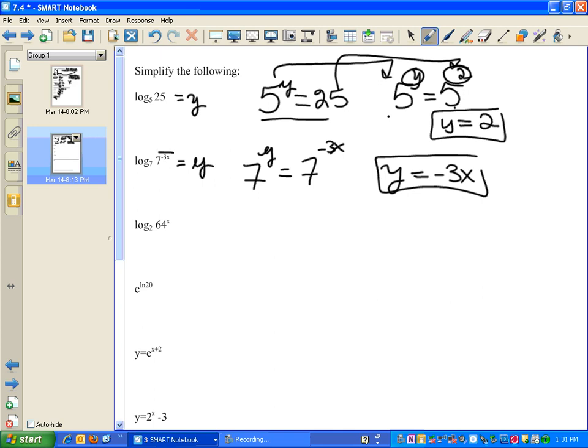This is my answer. Because if 2 to something, I mean, think about this. 2 to the second has to equal 2 to the unknown. What does that unknown have to be? It has to be 2. Otherwise, the left side doesn't equal the right. If it's 3, then I'm saying 4 is equal to 8, and that makes no sense.